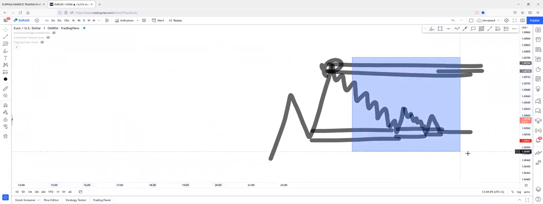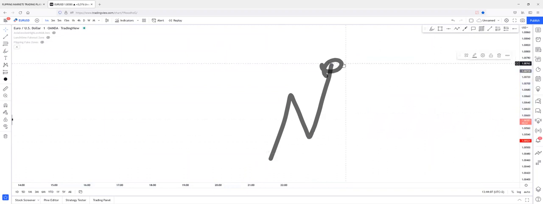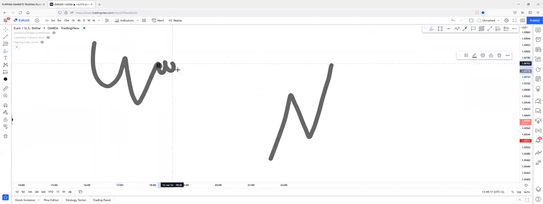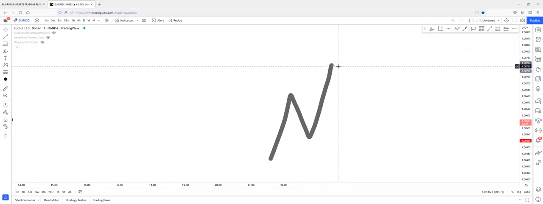Second scenario. Let me just remove this. Second scenario: if the 4-hour is bullish, 15-minute is bearish. And sorry, this is 4-hour bullish, 15-minute bullish, which goes on vice versa. Of course, the bearish scenario goes the opposite way for your TP. So second scenario: 4-hour bullish, 15-minute bearish.